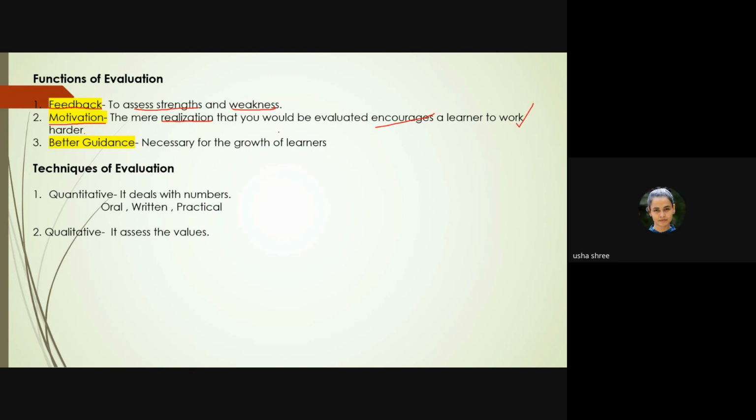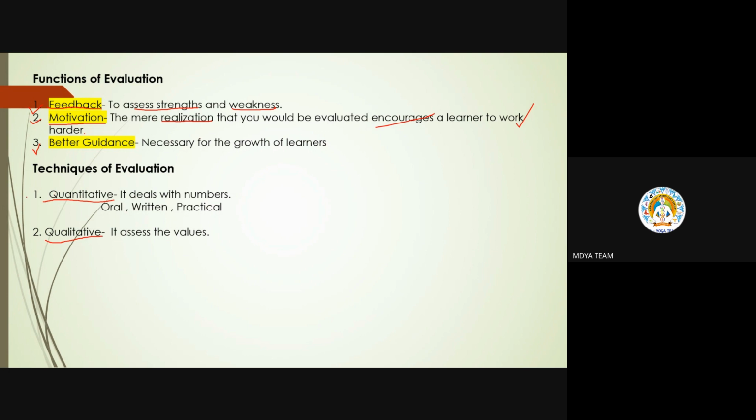Yes, ma'am. Now, better guidance is necessary for the growth of the learners. So, evaluation provides three things: feedback, motivation, and better guidance. Now, what are the techniques of evaluation? Which kind of evaluation can we use to assess the learner? The first is quantitative, and the second is qualitative.